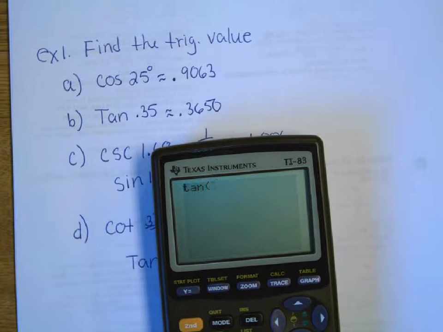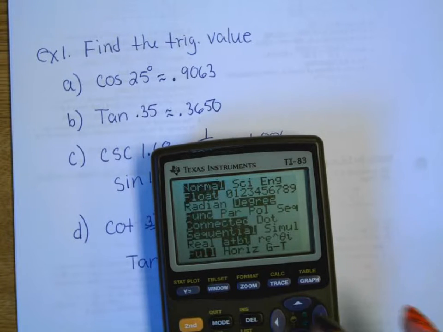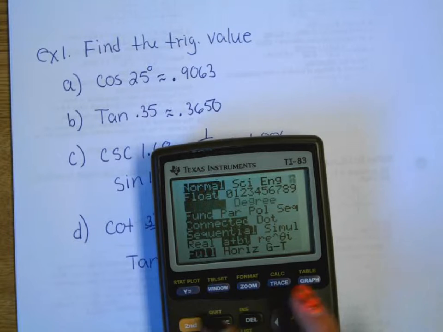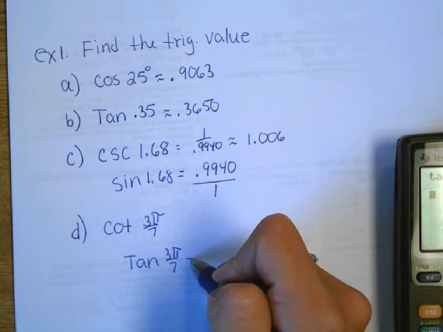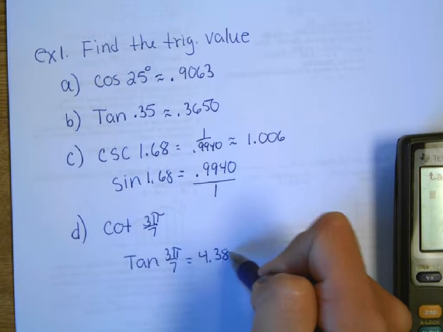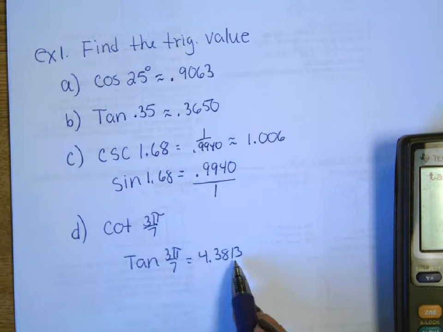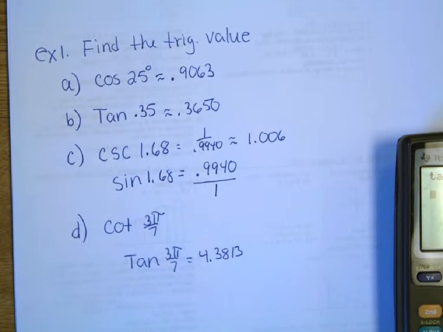So the tangent of 3 pi divided by 7. I don't know what mode I'm in. Mode. I'm in degree. Radian. Is that 4.3813? So I've got the tangent ratio. How do I turn it into the cotangent ratio?